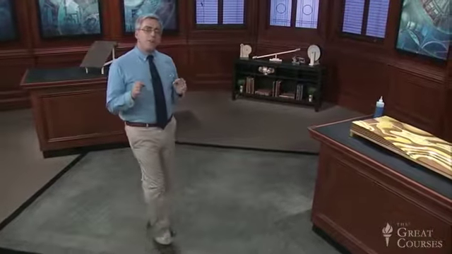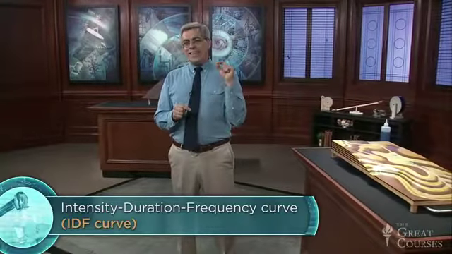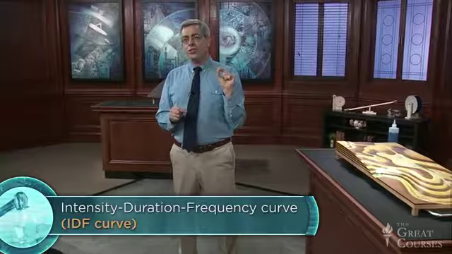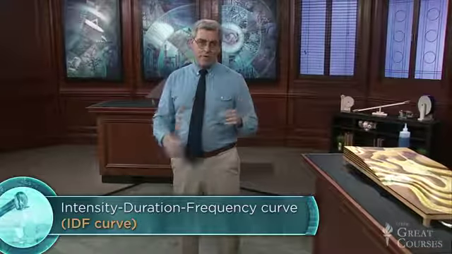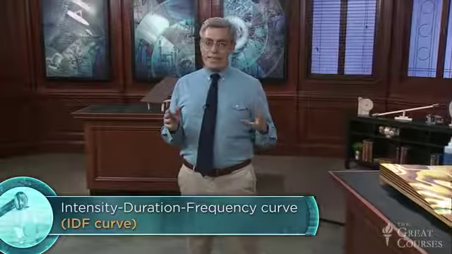Next, we'll define something called the design storm, which will serve as the basis for designing the entire drainage system. The design storm is typically defined in the form of a graph called an intensity, duration, frequency curve, or IDF curve. Each region of the U.S. has its own characteristic set of IDF curves, which are developed by the National Oceanic and Atmospheric Administration, or NOAA, from long-term statistical data on storms experienced within that region.